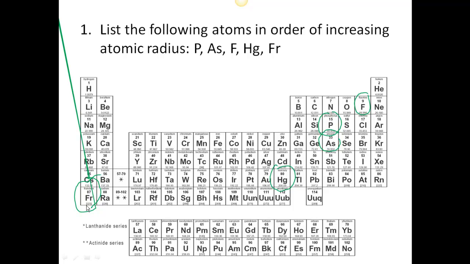Okay, so which one's going to be smallest? The smallest is up here and to the right. So I start with fluorine. Fluorine clearly has to be number 1 because it's up there on the right. And then phosphorus. And then arsenic. All right, so now I have to keep working my way down. My next one is mercury. And my next one is francium. Okay, so that's my order as they increase in size.